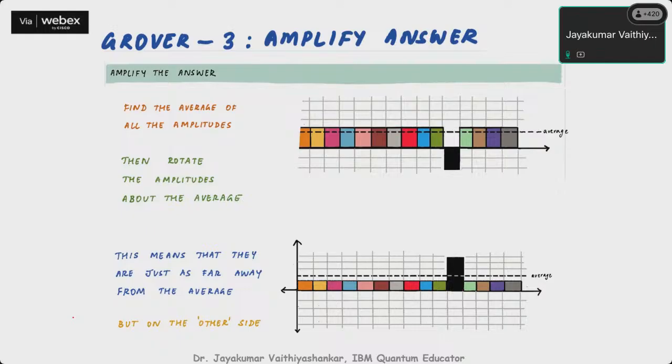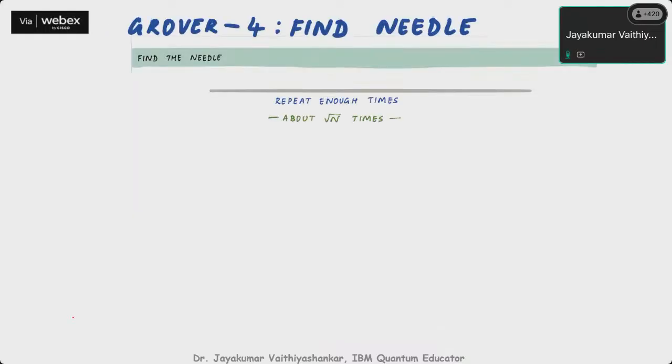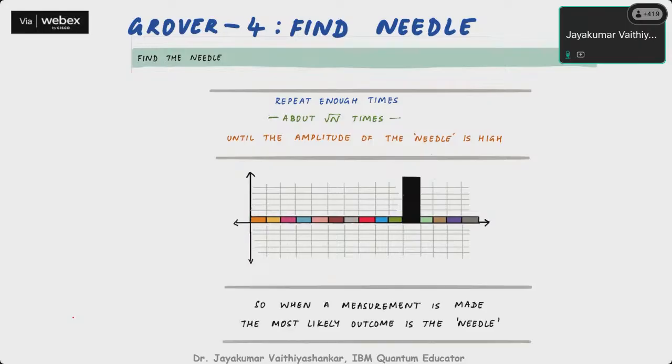Then you need to repeat for n number of times, because the first time you do it, it may give a wrong answer also. But if you do it n number of times, the correct answer amplitude will reach the maximum amplitude. You can see the clear difference between the correct answer and the wrong answer. So finally, if you do the measurement, you will get the correct answer output 100%.